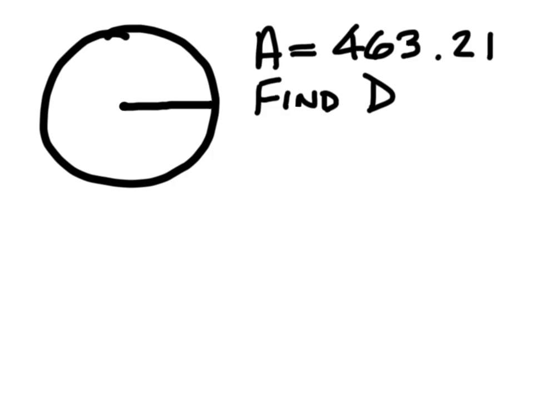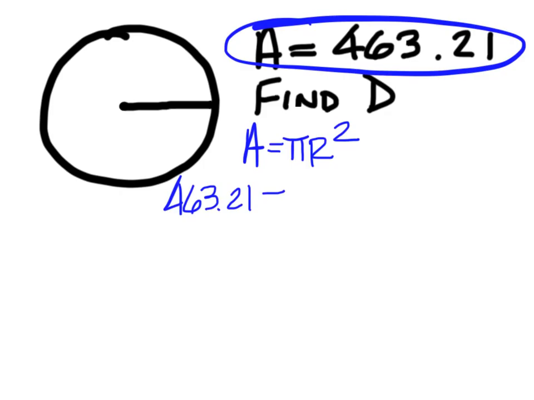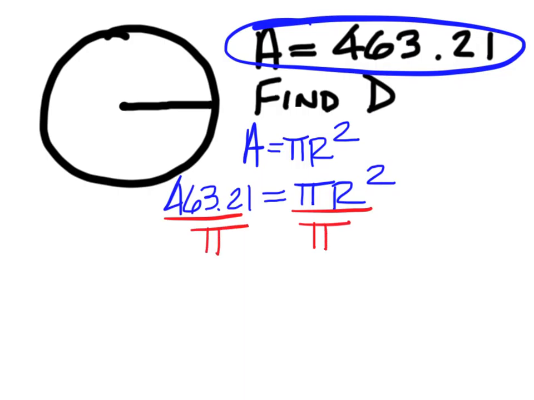Example 3. You're given the area of a circle and you have to find the diameter. So if you're given the area, you're going to need the area formula, and that is A equals pi r squared. And since you're given A, you should plug that in, 463.21, and set it equal to pi r squared. You want the r by itself, so you have to start eliminating things. Divide both sides by pi. When you do that, the pi's cancel out, and you're left with r squared.